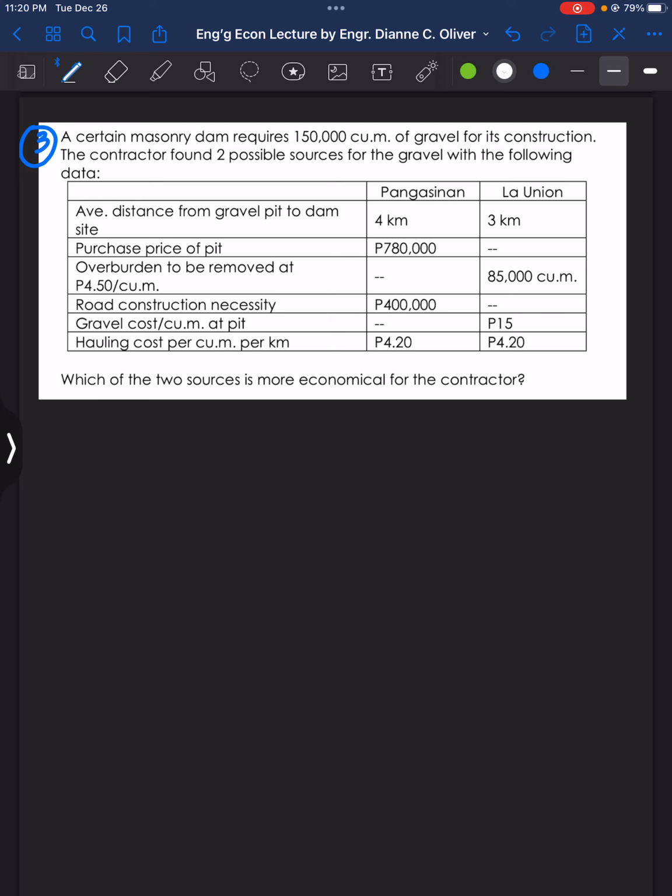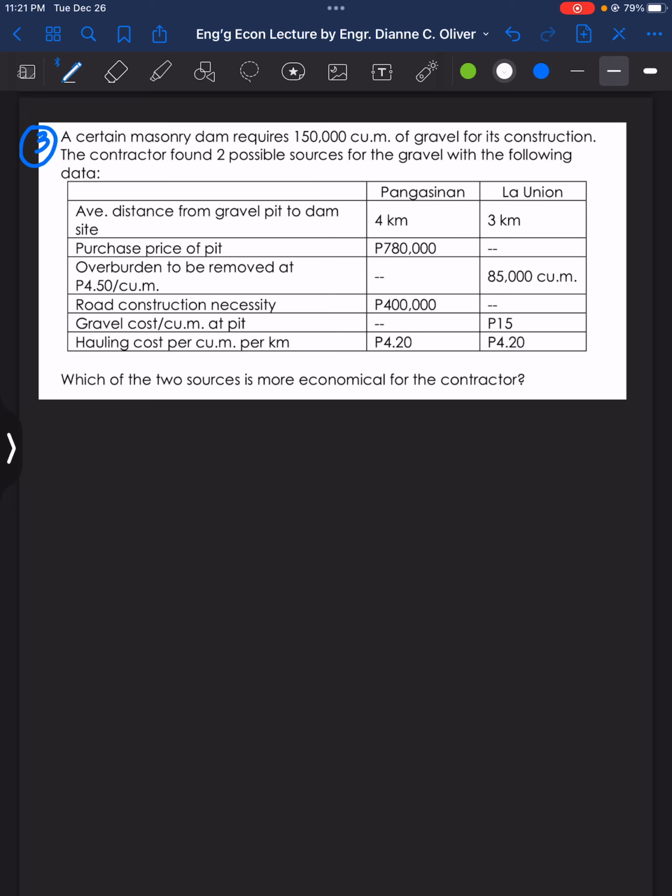Purchase price of pit is 780,000 pesos. Overburden to be removed at 4.50 pesos per cubic meter, so there is none for Pangasinan. Then road construction necessity, 400,000 pesos for Pangasinan. Gravel cost per cubic meter at pit, there is none. Hauling cost per cubic meter per kilometer, that is 4.2 pesos.